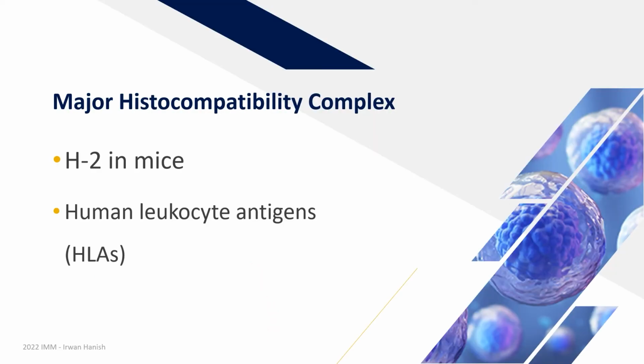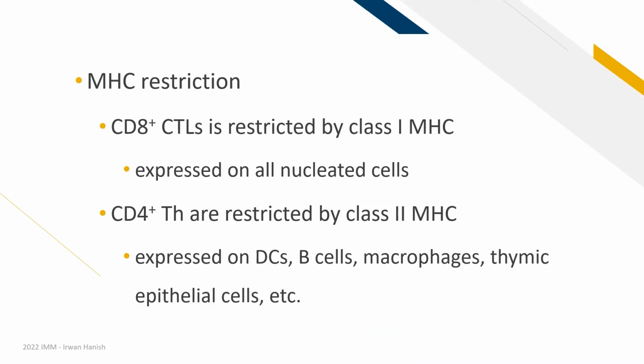MHC is designated differently between mice and humans. In mice, it's called H2 or histocompatibility 2, and in humans, we call it HLAs or human leukocyte antigens. So if you see HLAs in immunology literature, that's just another name for MHC. In studying the MHCs, scholars have observed a phenomenon called MHC restriction. That refers to the fact that CD8 positive T cell activation is restricted to antigens displayed by class 1 MHC, and the activation of CD4 positive T cells is restricted by class 2 MHC display.